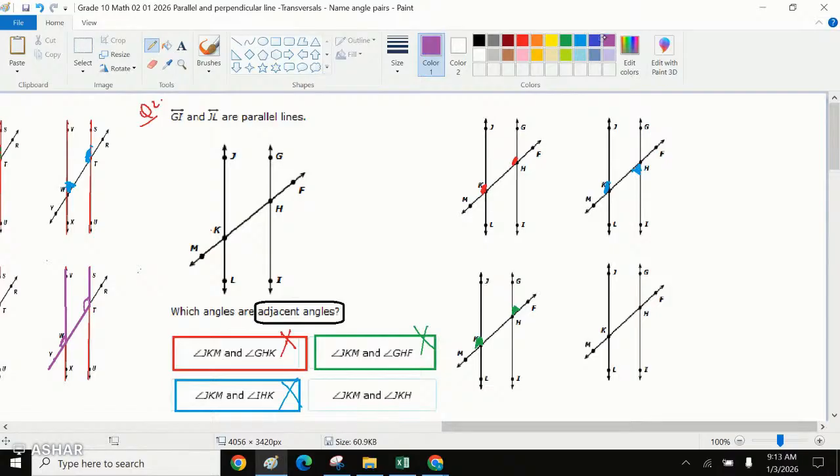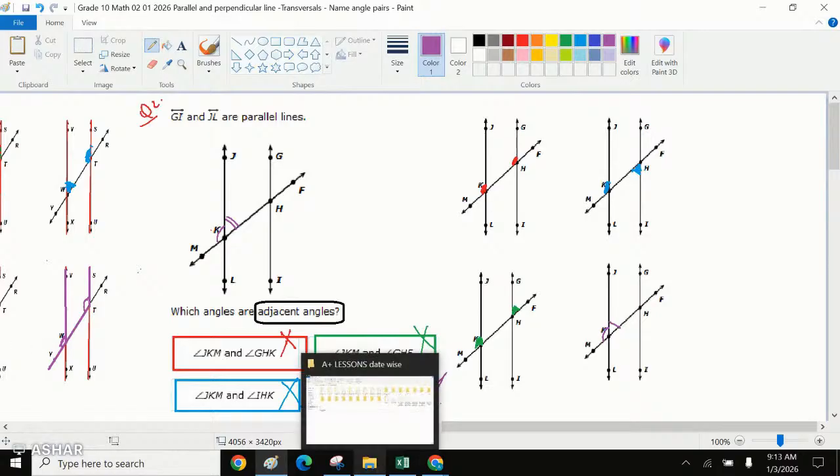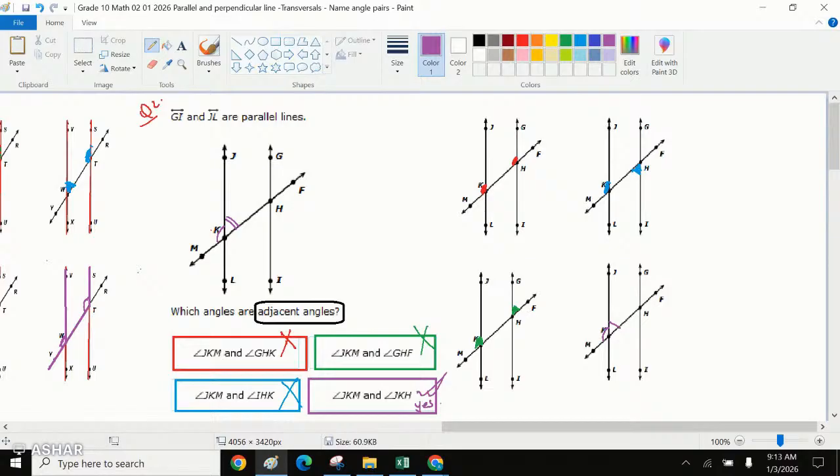So we look at the last option. We say JKM is this angle. JKH is this option. That means this angle and this angle, they both are adjacent angles. So yes, this is true for adjacent angles. Option number 4. Okay. That's true for option number 4. So moving on further, let's try the next question and see what they're asking us.